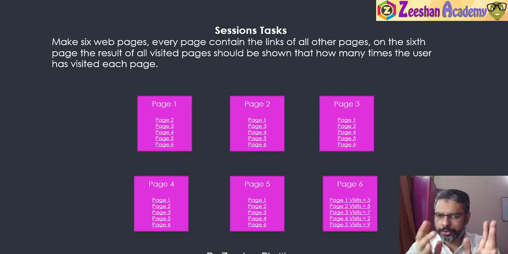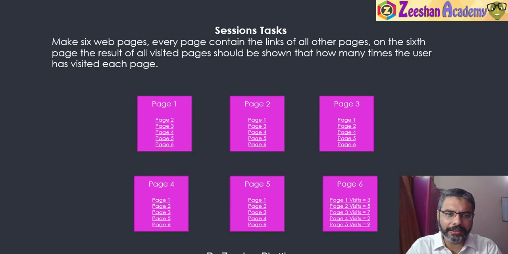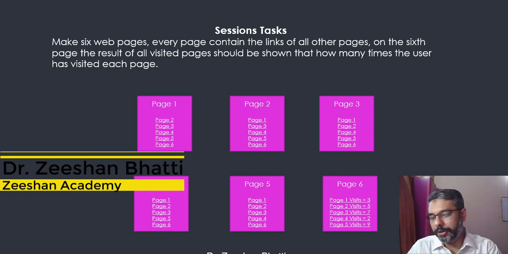In order to do that, let's do a small exercise. In today's class, we will basically be doing a small task that will allow us to create 6 pages, and within those 6 pages, it will try to track the user's activity by counting how many times the same user has visited various different pages.